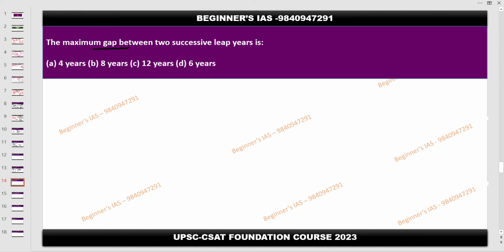So the maximum gap between two successive leap years. 4, 8, 12, 6. What is the answer? 6, sir. D. 6. Sir, B, sir. D, 6. B, sir. B. 8 years. 8.